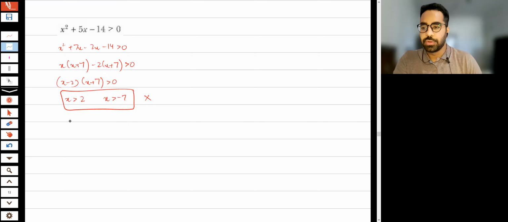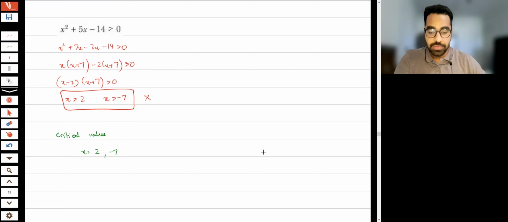What you're going to do is find the critical values, okay? The critical values would be 2 and minus 7. How did 2 come? If I take x minus 2 equals to 0, I'm going to get x as 2. If I take x plus 7 equals to 0, I'll get minus 7. So these are my critical values.